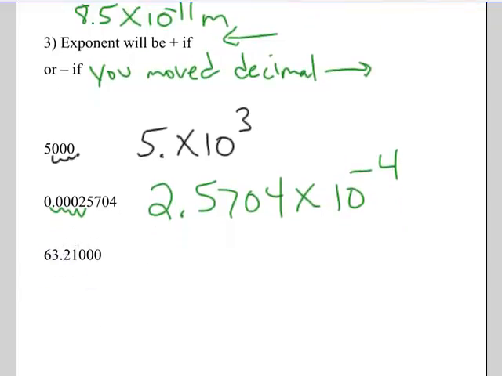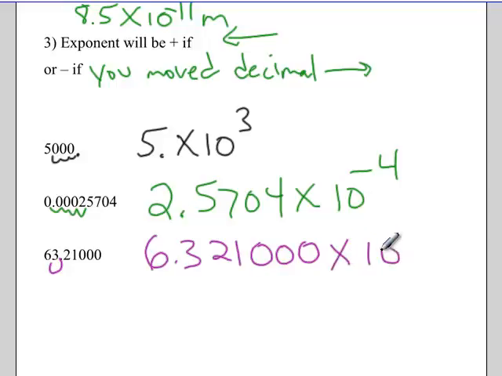And then 63.21000, I only have to move the decimal over one place, so I get 6.321, and we're going to learn later on why I include these zeros and not the zeros in the 5,000, and this would be times 10 to the first power.